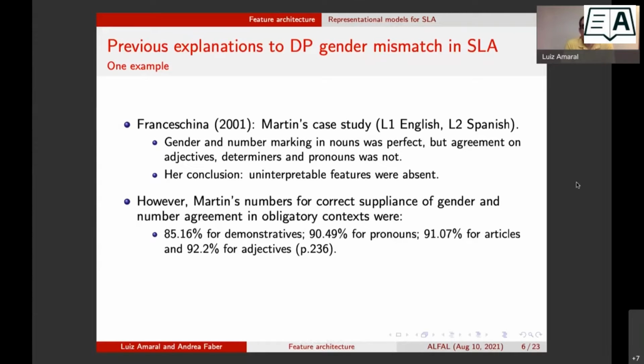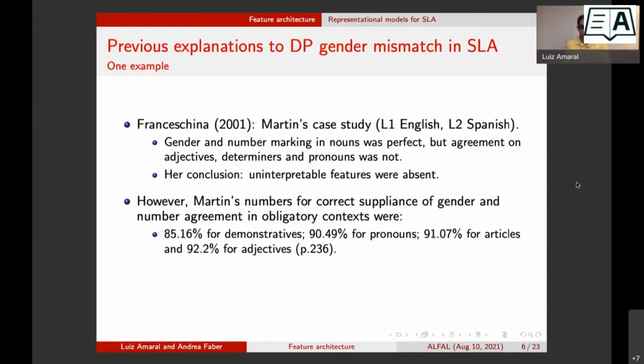So one of the issues that has been pointed out by others, this was not pointed out by us, was that in that same paper, the numbers for correct suppliance of gender and number agreement in obligatory context were something like 85% for demonstratives, 90% for pronouns, 91% for articles, 92% for adjectives. And the argument is that, oh, but he doesn't do it 100%, while native speakers do it 100%. So if native speakers do it 100% and he doesn't, there's got to be a problem.